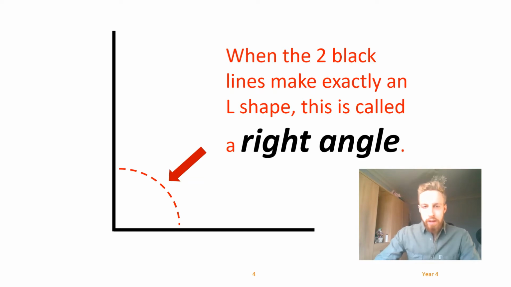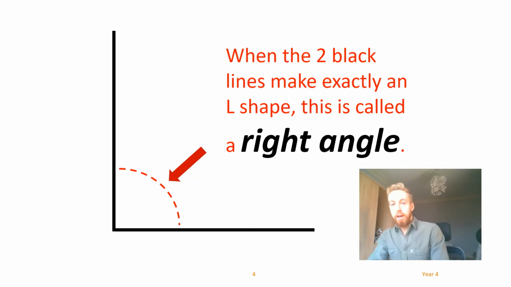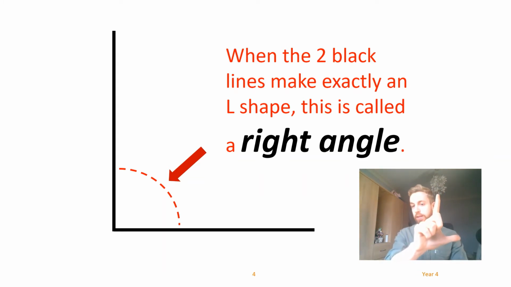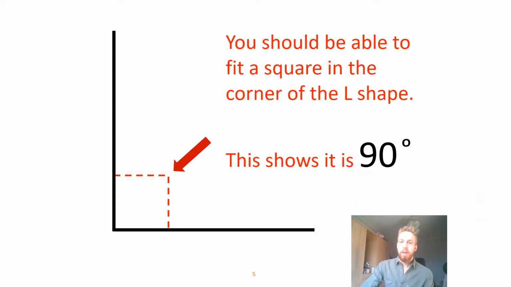If you have a look here, the two black lines make a sort of L shape, like that, or maybe like that. That works better. They make an L shape between them. We call this a right angle when they make an L shape. It needs to be exactly an L shape though. It can't be a bit bigger and it can't be a bit smaller. You should be able to fit a square in the corner of that L shape.